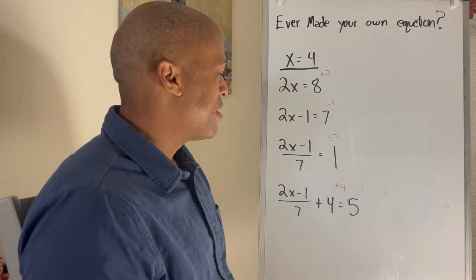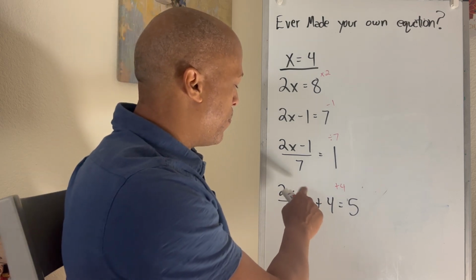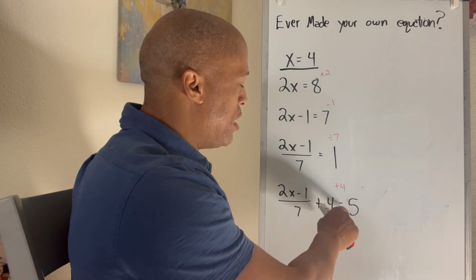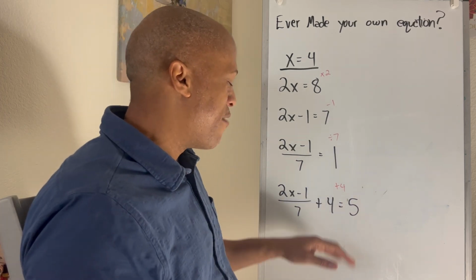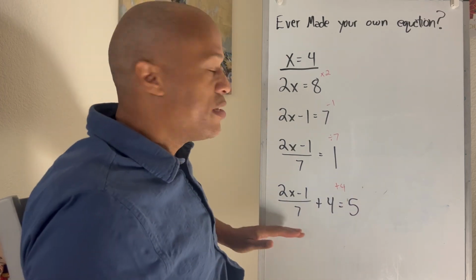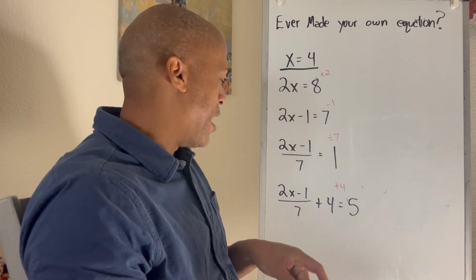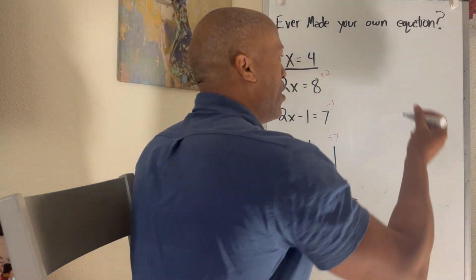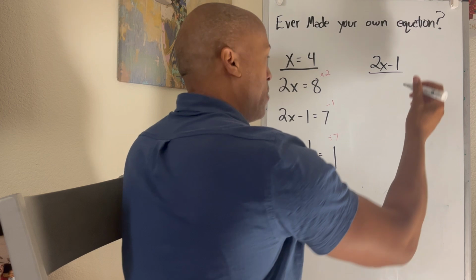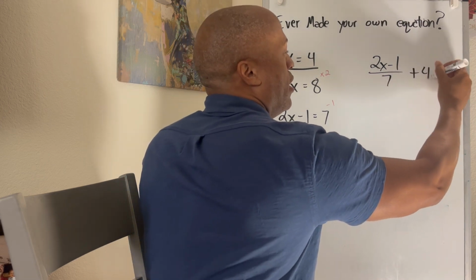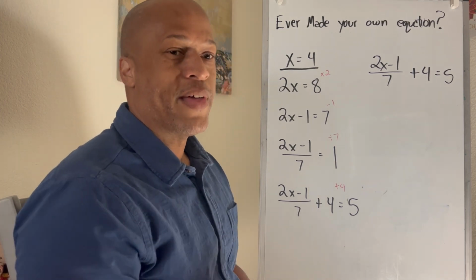The last thing I did here was I added 4 to both sides. So now I have the 2x minus 1 divided by 7 plus 4 equals 5, because 1 plus 4 is 5. So now I have my equation. And we made this equation together as a class. And so what I want to do now is take this same equation and say, okay, now if you have your 2x minus 1 divided by 7 plus 4 equals 5, how would I solve that equation? That's what we want to get to.